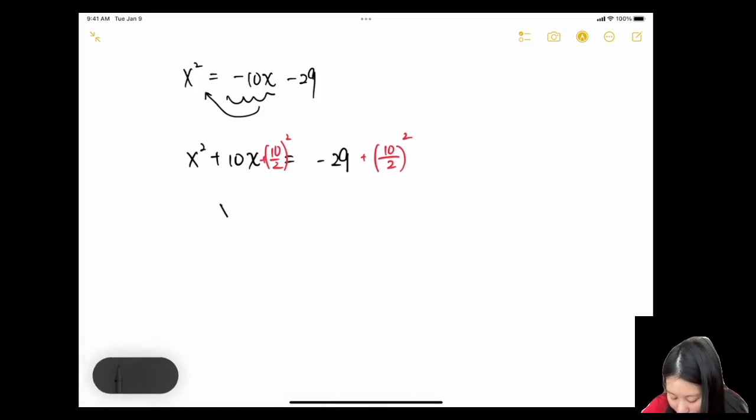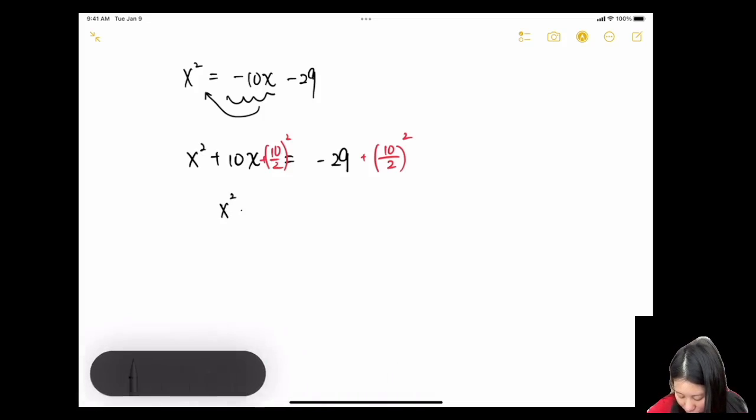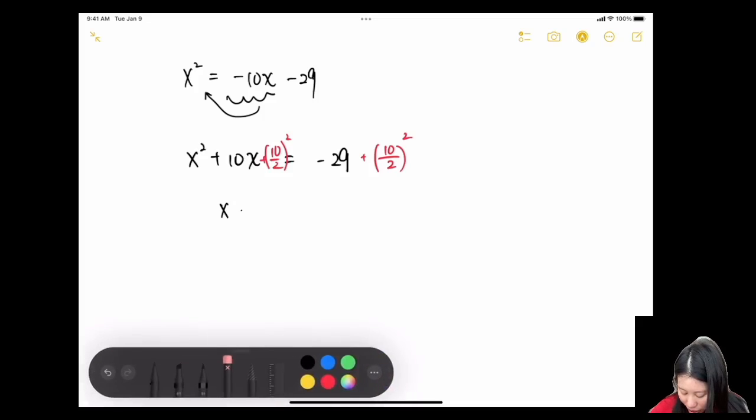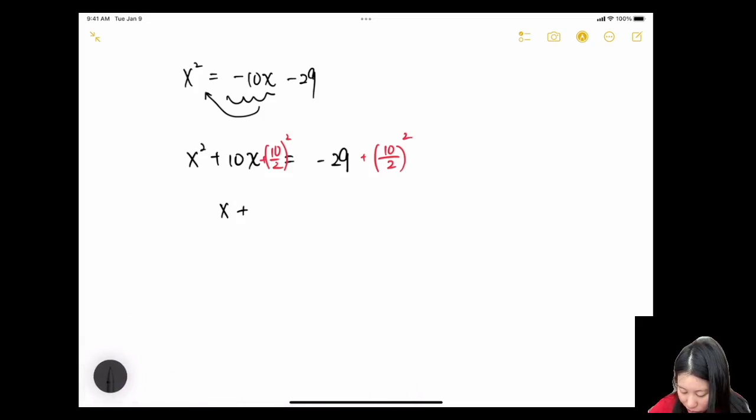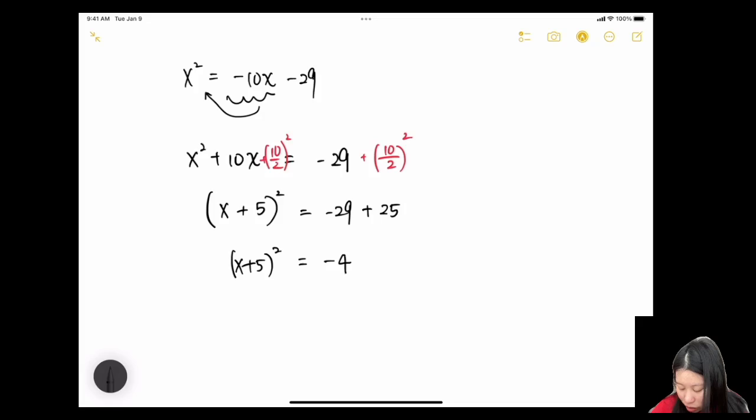So that I have x plus b squared, which is 5 squared, equals negative 29 plus 25. So I have x plus 5 squared equals negative 4. And then take the square root on both sides. I have x plus 5 equals the square root of negative 4.